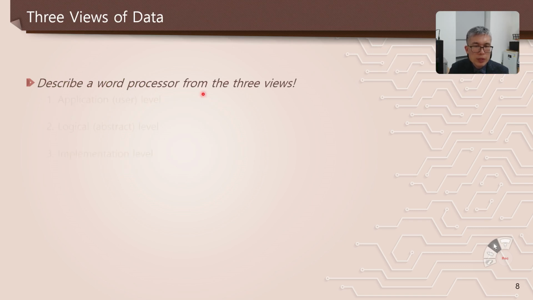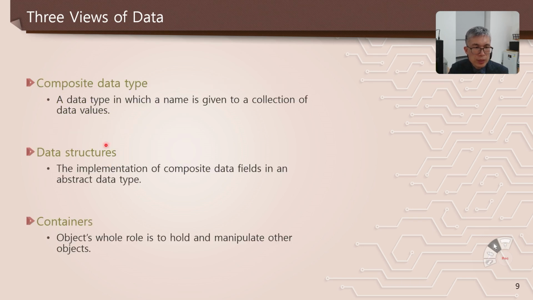Describe a word processor from these three views, okay? The first one is application level, secondly, logical level, thirdly, implementation level.